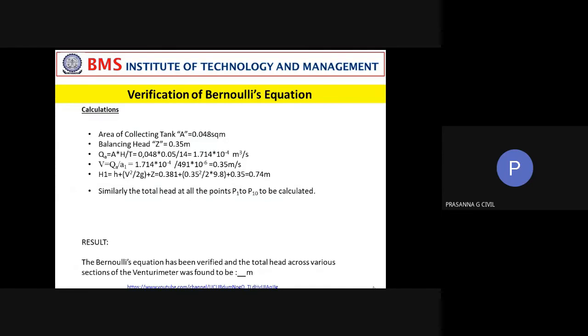Therefore, the total head at point 1 will be the pressure head taken from piezometer reading in the tabulation in the previous slide plus V square divided by 2g plus the datum or balancing head Z. So at point 1, we have the value of 0.74. Similarly, the total head will be calculated for all the points up to the point 10, and we observe that you have almost the same values as the total head. So this verifies the Bernoulli's equation. Thank you.